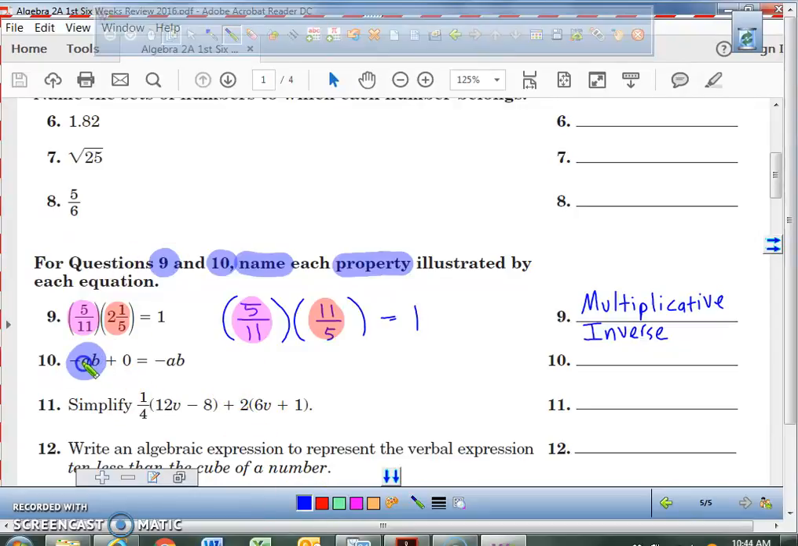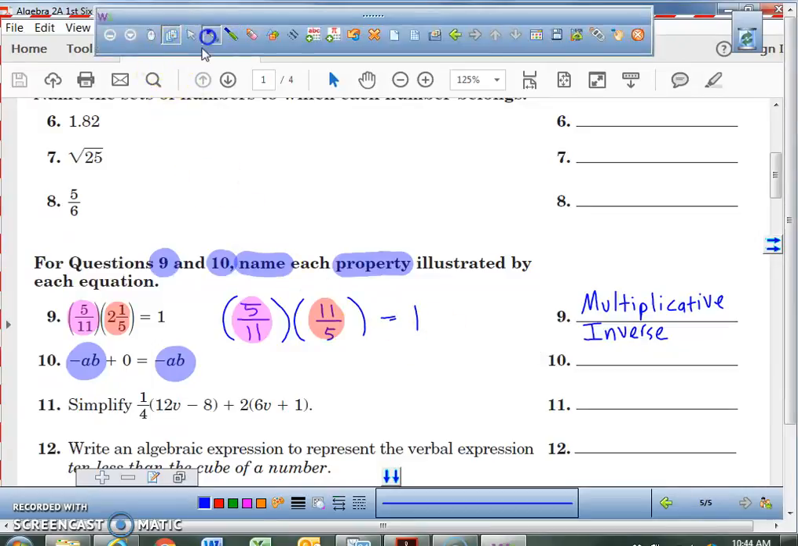All right, so by the way, negative AB plus 0 is negative AB, which means this. That is the additive identity. The additive identity is whenever you take any number and add 0, it's itself. So number 10, the answer is additive.